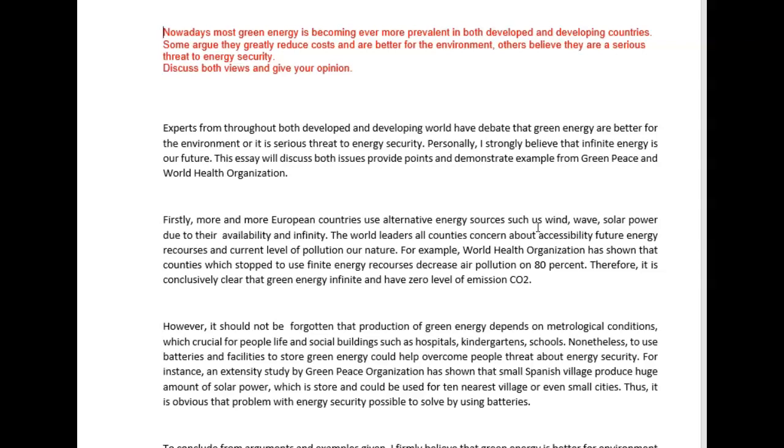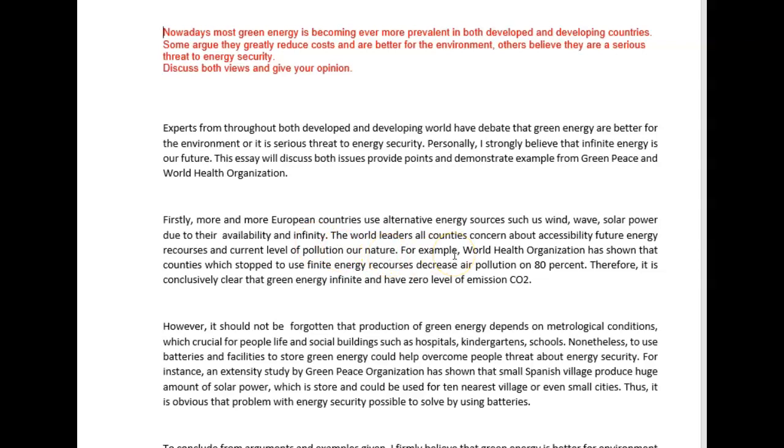These are better ways of saying this. The world leaders of all countries are concerned about the accessibility. I don't know what this means. Future energy resources. I have no idea what you're trying to say here. You've got like a ton of nouns and then I'm very confused. And current level of pollution our nature. There's no verb here. There's no verb. So I really don't know what you're trying to say.